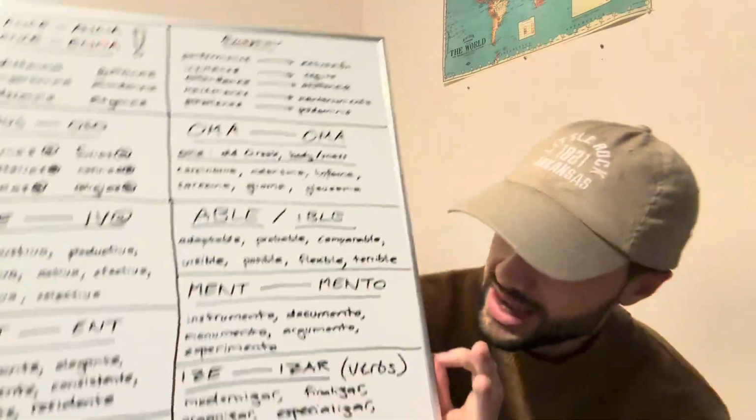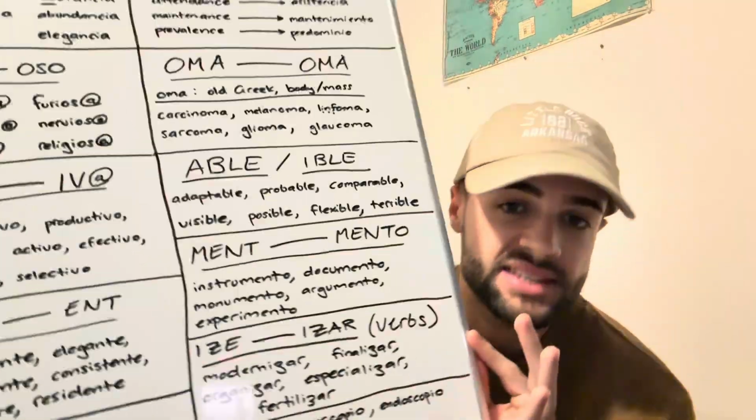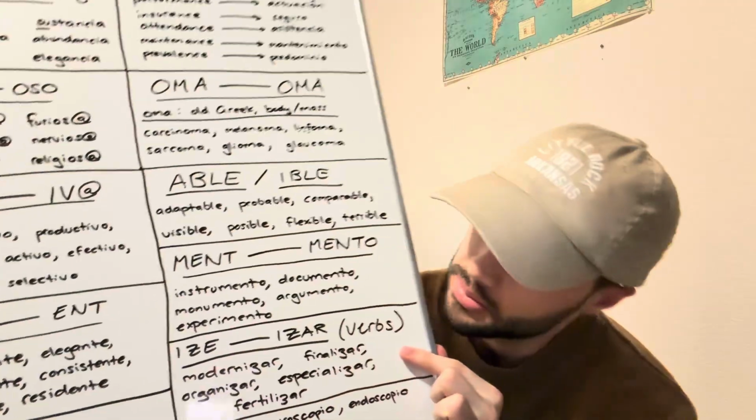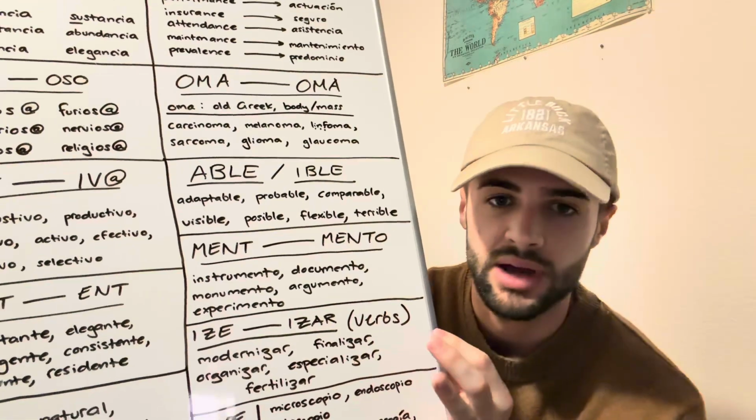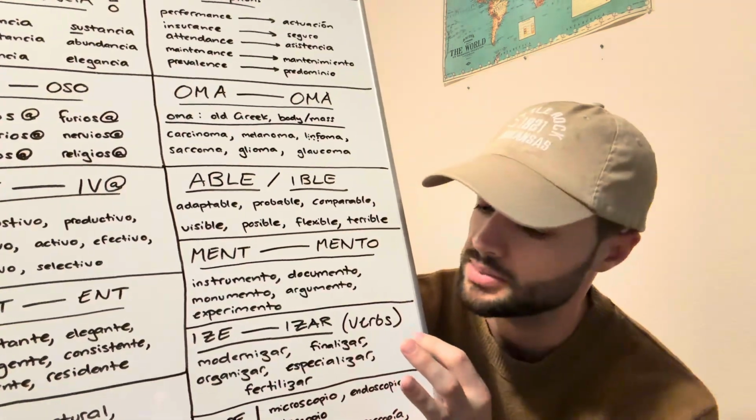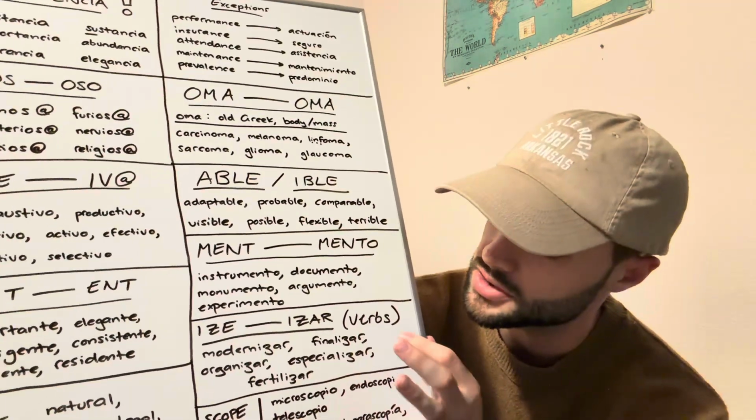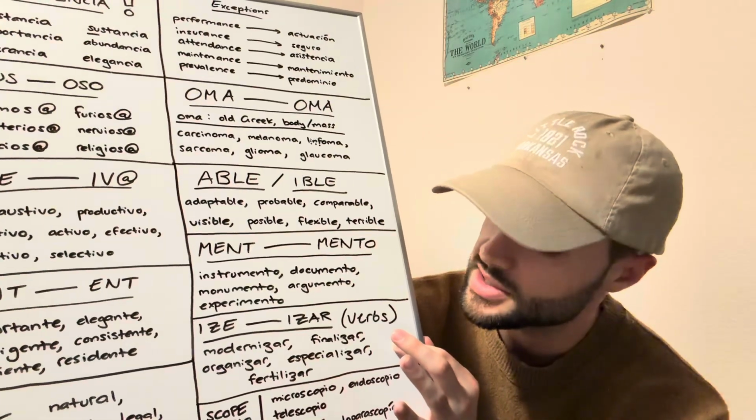Next one, -IZE turning into -IZAR. This is a verb rule. So it's a good one to know because verbs are, in my opinion, the most important part of speech in learning a language, right? My methodology is very verb-centric. So -IZE to -IZAR, we can learn a ton of verbs this way.